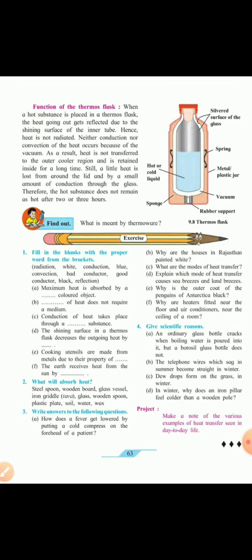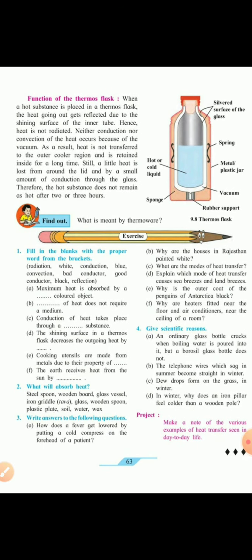Now, the functions of the thermos flask. When a hot substance is placed in a thermos flask, the heat going out gets reflected due to the shining surface of the inner tube. Hence, it is not radiated. Neither conduction nor convection of heat occurs because of the vacuum. As a result, heat is not transferred to the outer cooler region and is retained inside for a long time.